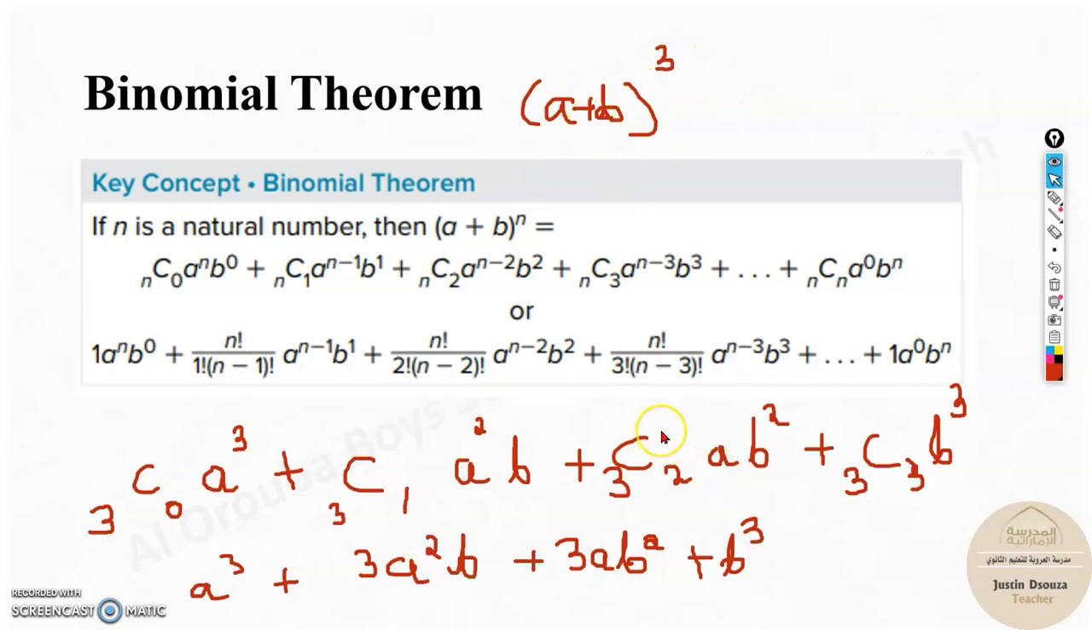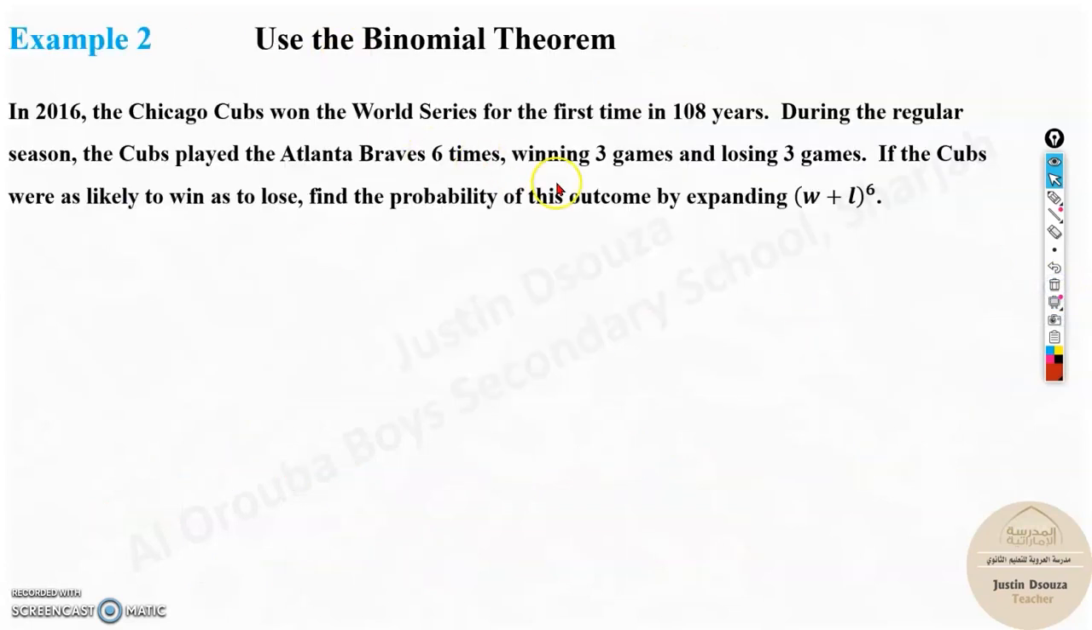Instead of doing all the triangle to find the coefficients like in the Pascal's triangle we did, right? No need of the triangle. We can directly use this formula and find. For any power you can do it, just that if it's a bigger power it will be longer. So now let us see a real world problem using binomial theorem. In 2016, the Chicago Cubs won the World Series for the first time in 108 years, over a century.